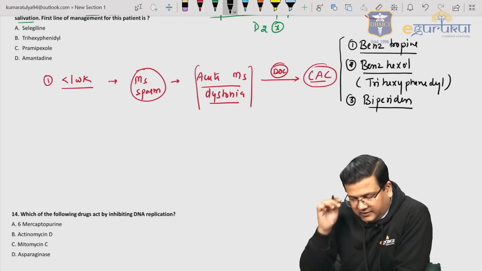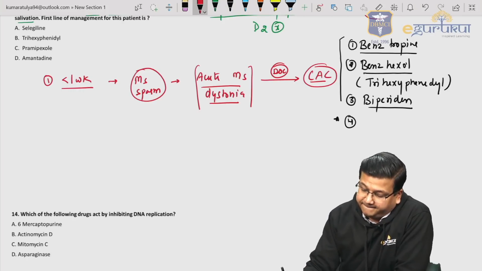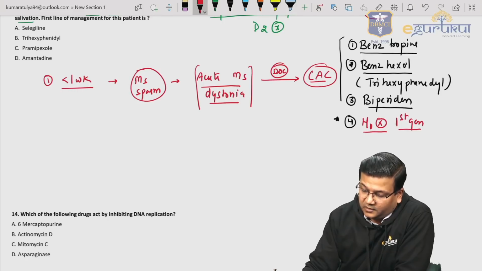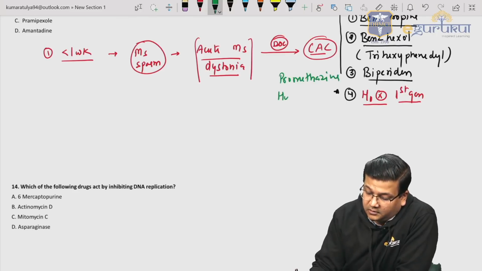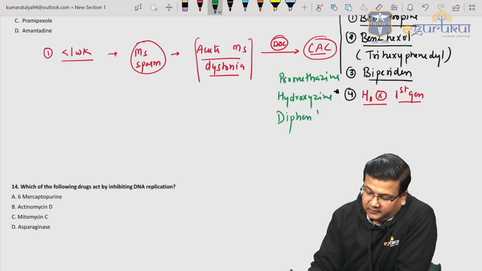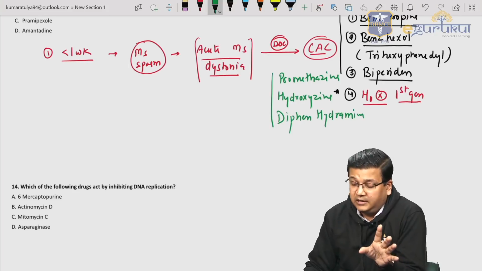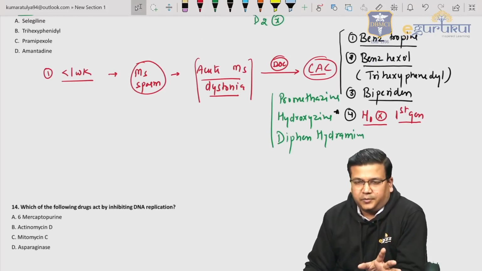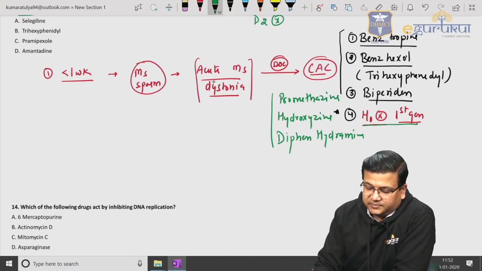Now sometimes options are given and none of the options is these three drugs. So you should also remember, and this is very very important, first generation antihistaminic H1 blockers. Three names are very important: promethazine, hydroxyzine, and diphenhydramine. PHD: promethazine, hydroxyzine, diphenhydramine, which also have central anticholinergic property. So they can also be used as anticholinergics here, although they are antihistaminic drugs, they have prominent anticholinergic property as well. Any of them can be used and this muscle dystonia will go away in minutes.